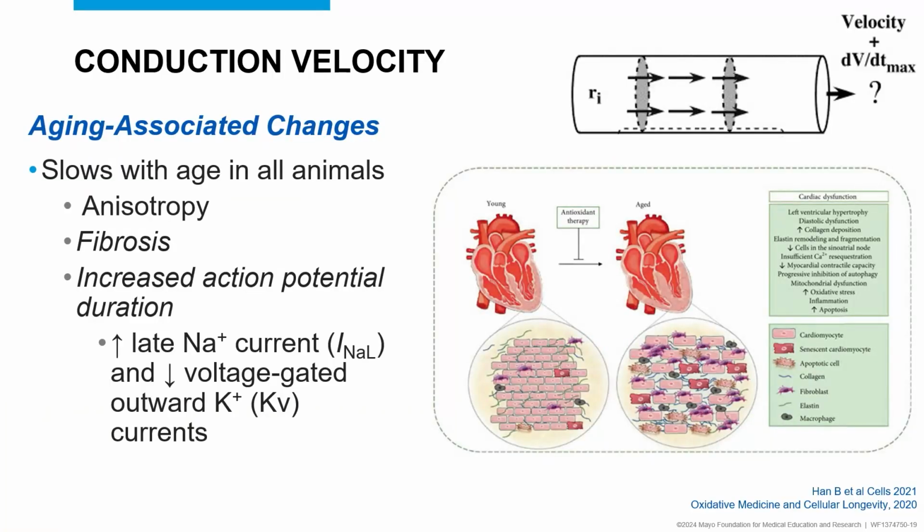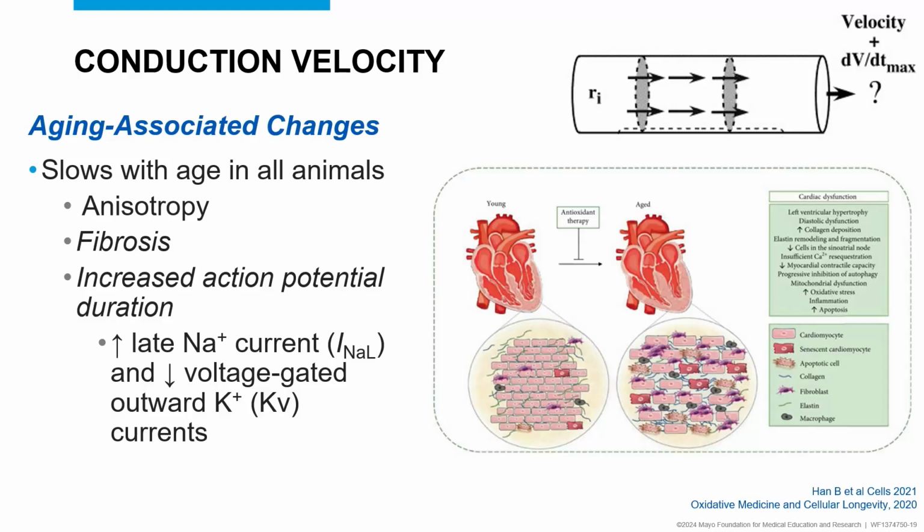We also see conduction velocity then start to change with age. In all animals, as the heart ages, we see that conduction slows. And there's resistance that's changing because of fibrosis between the cells.